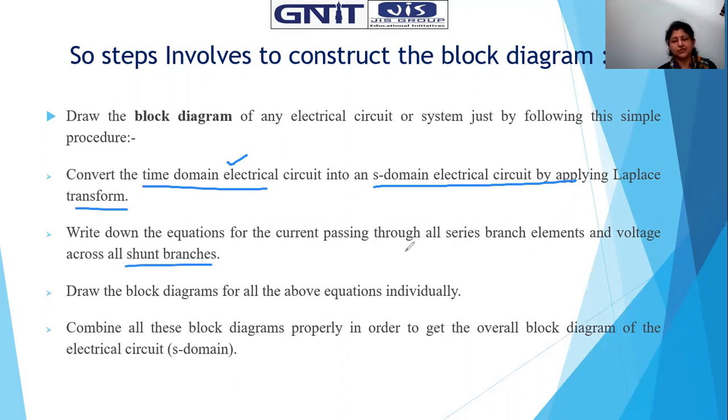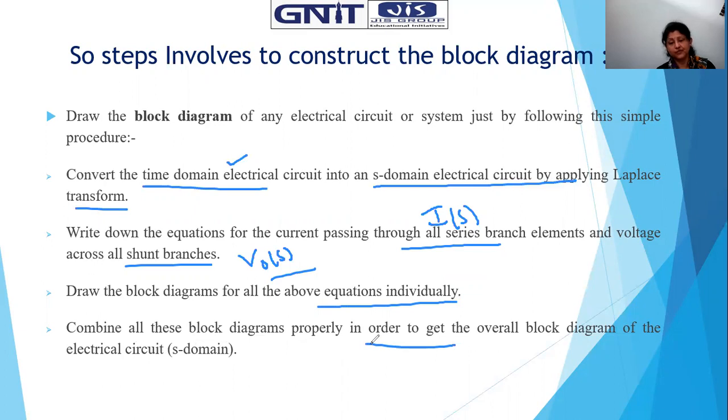That means for the series branches, you are mainly considering the current, and for shunt branches, you are considering the voltage as well. And draw the block diagram for all the above equations individually. Draw the blocks and then combine all those block diagrams properly in order, because starting from the left to right, we have considered.